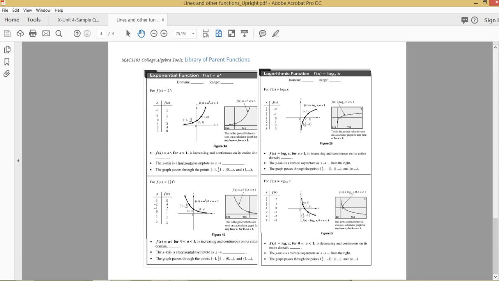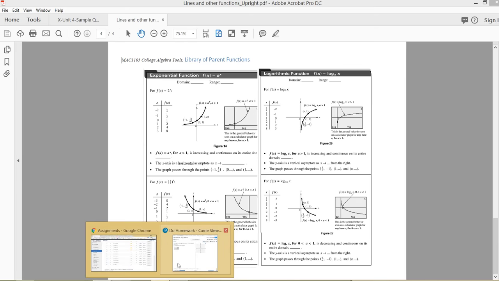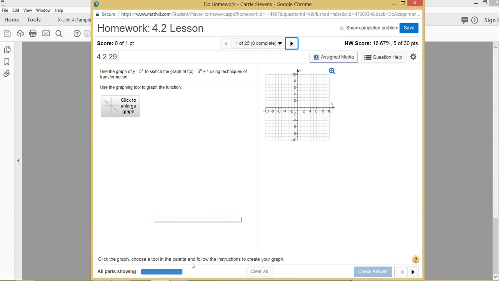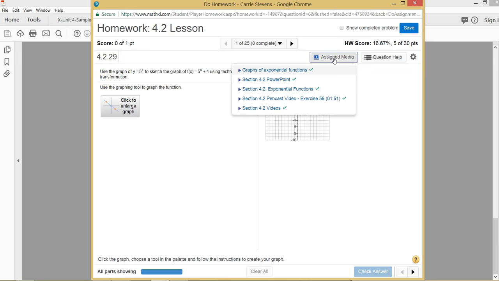And if I go to the textbook, I left blanks for you to fill in so that you would actually go and read the book. How do you get to the book? I've shown you that in another video and in class a few times, but you can go to your multimedia library, also assigned media. You can get to your textbook from there. That's graphs of exponential functions.